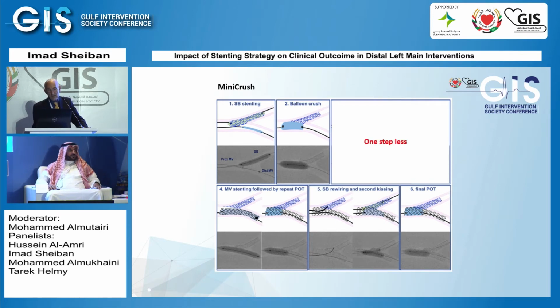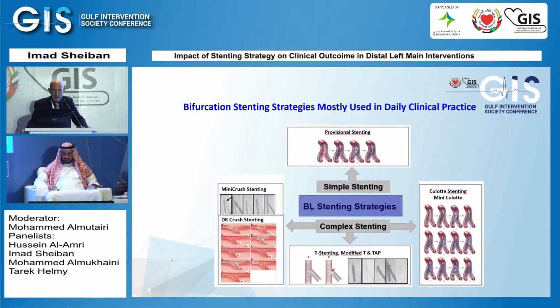Mini crush means one step less than DK crush, but we are still leaving 3 layers of stent struts in front of the side branch ostium. But this is still used in clinical practice.